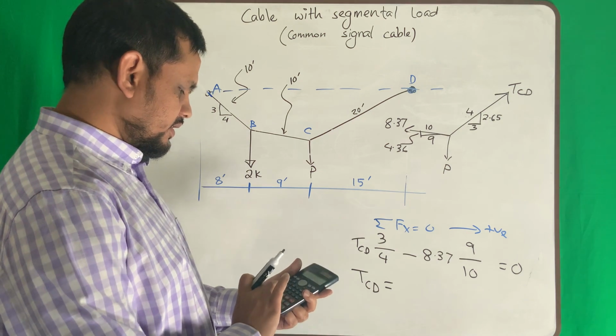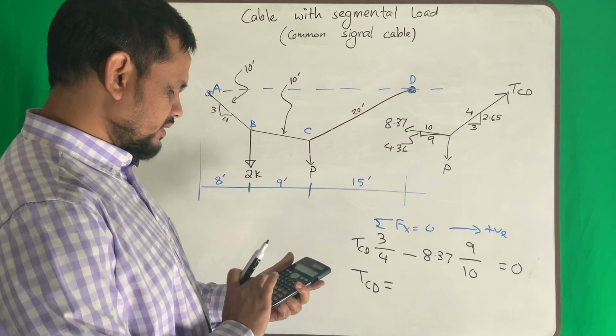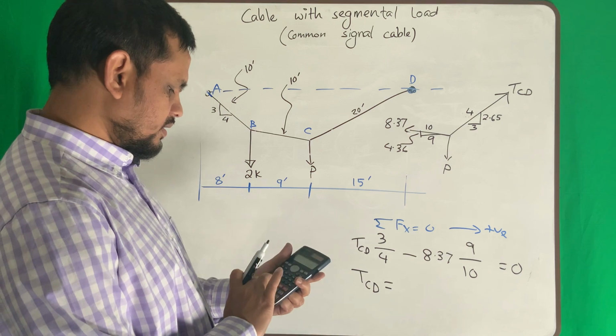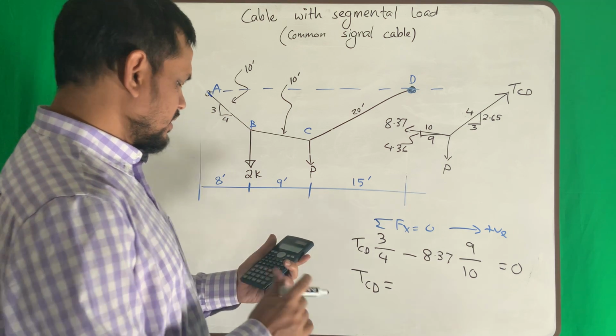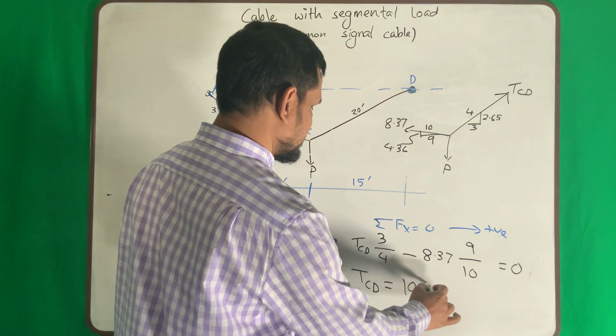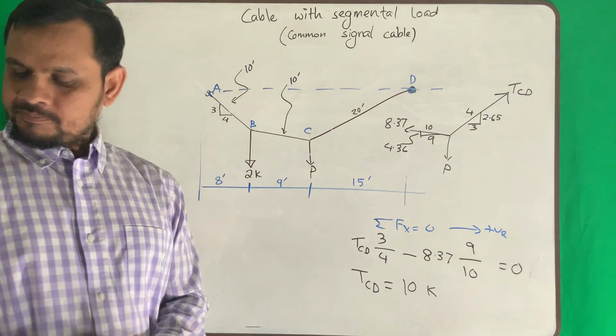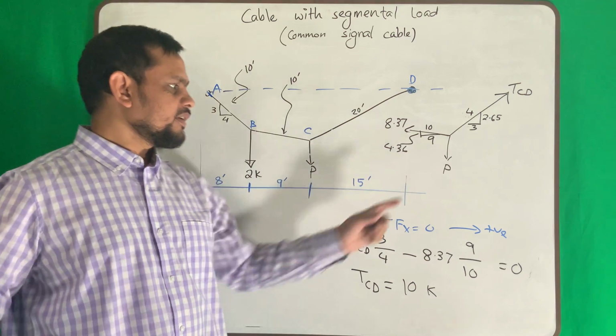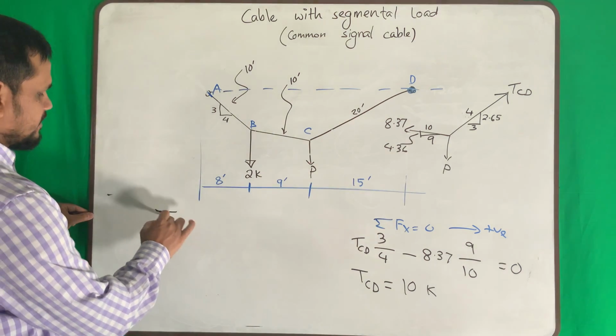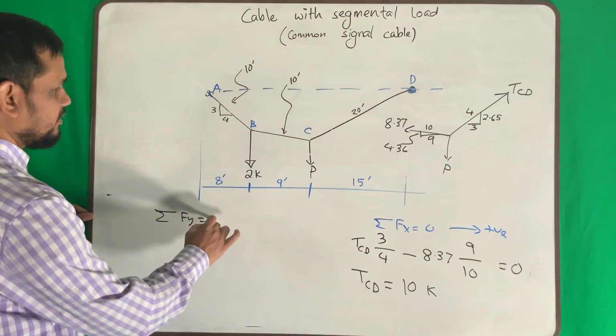So 8.37 times 9 divided by 10 times 4 divided by 3. I got exactly 10 point something, but 10. Okay, so I got 10. Now I can find P. How? Summation of Fy is 0.